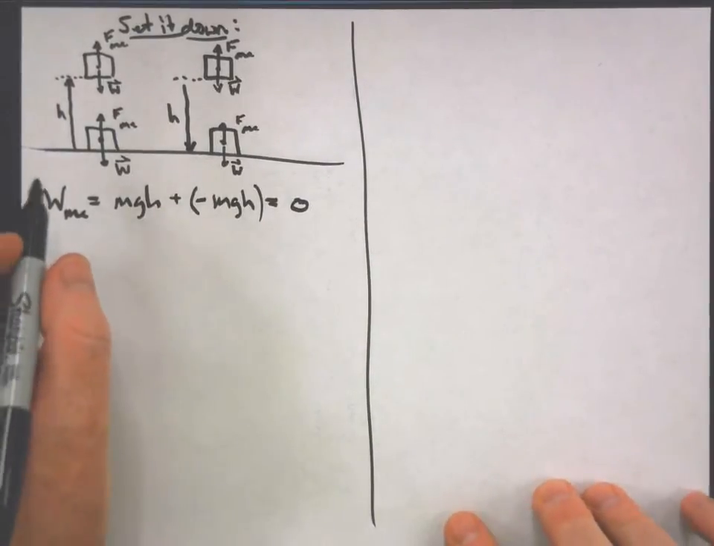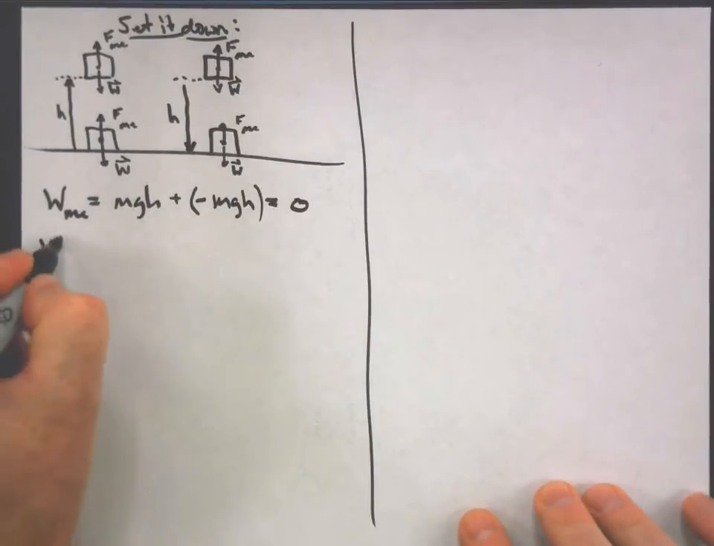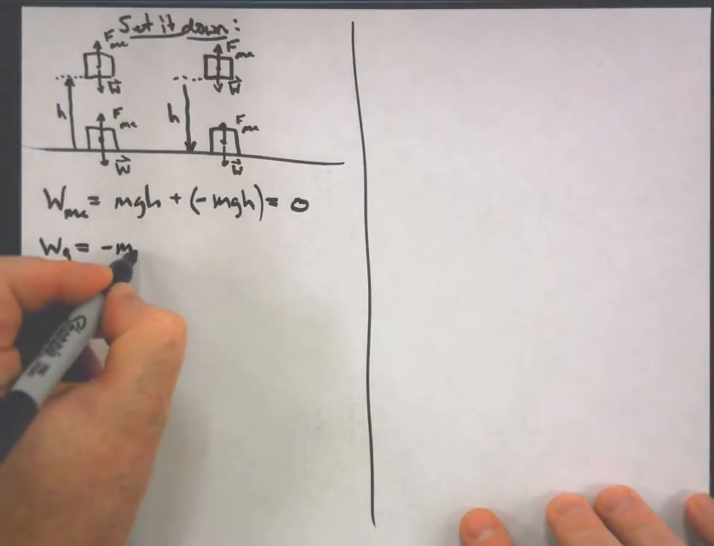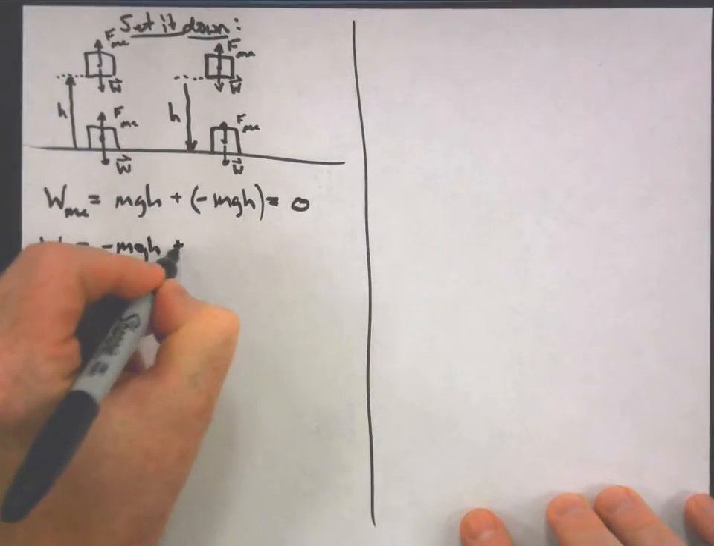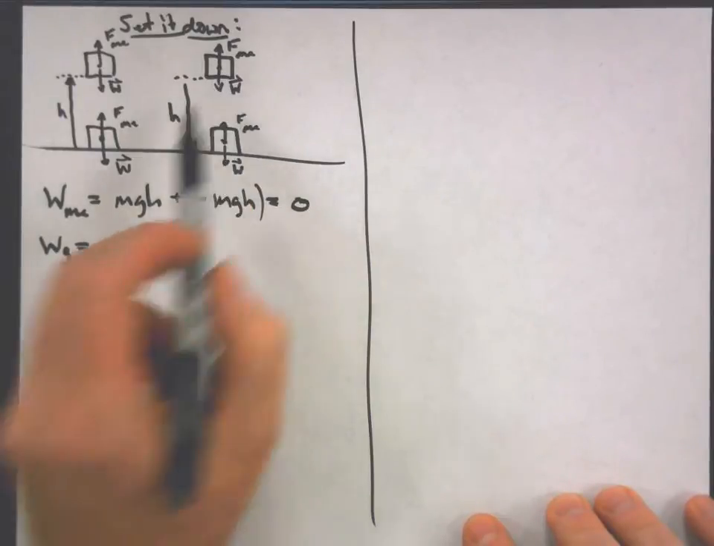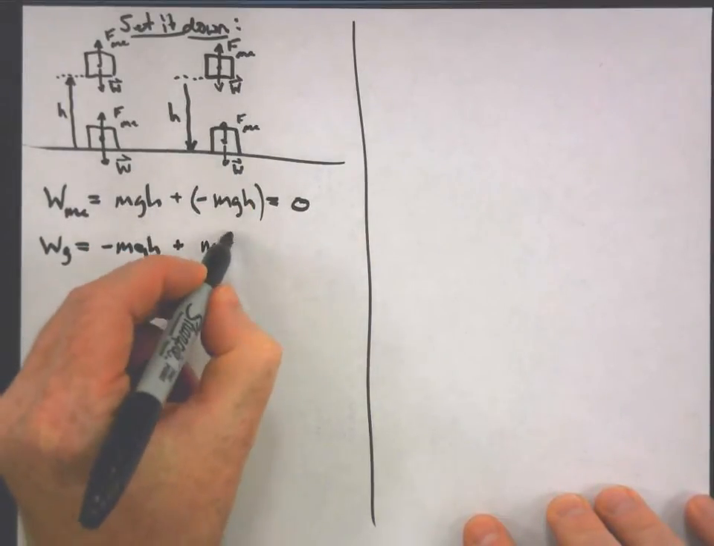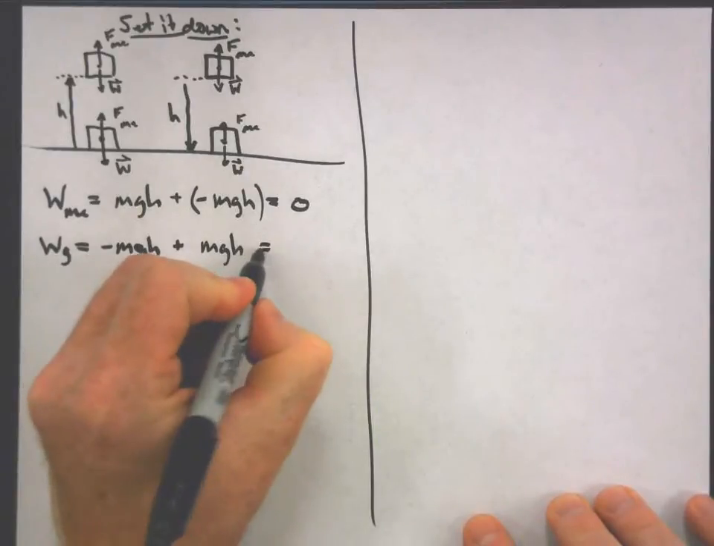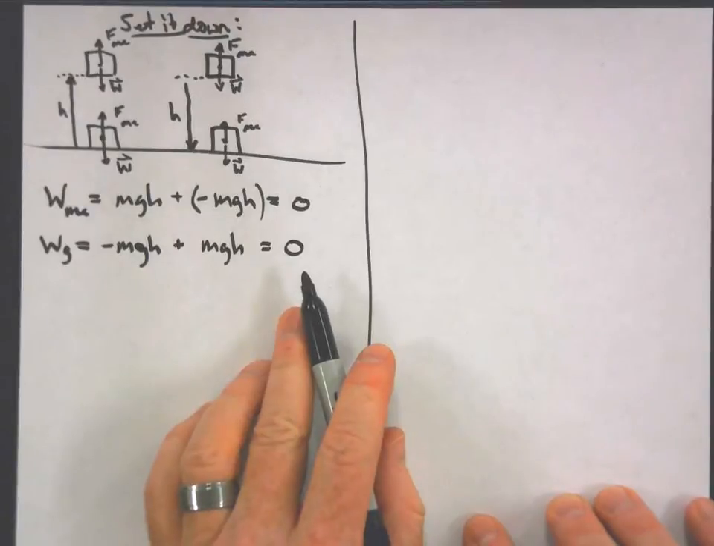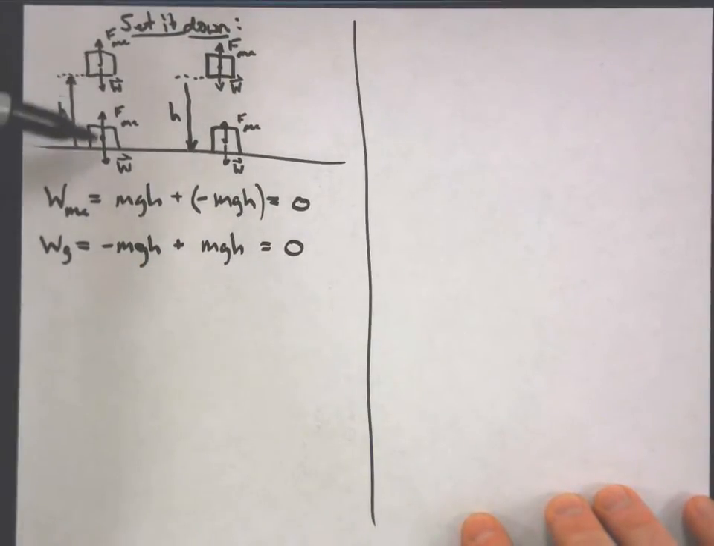Okay. What about gravity? Work done by gravity. Well, gravity is pulling down, it moves up, so this is going to be a negative mgh. And on the trip down, they're in the same direction, so it's going to be a positive mgh. Okay, well, guess what? Gravity does zero work overall, I should say. Remember, trip up and back. We're ending up back where we started.